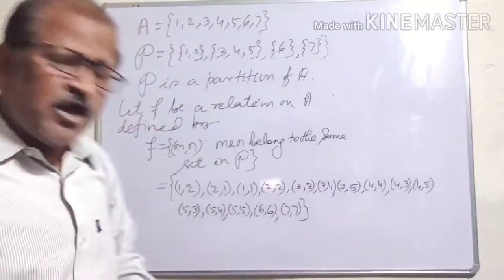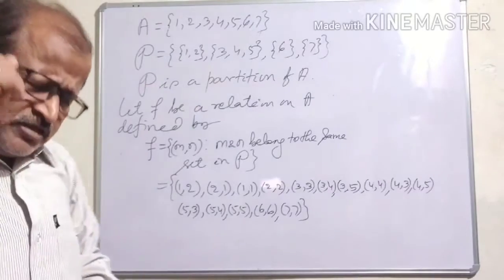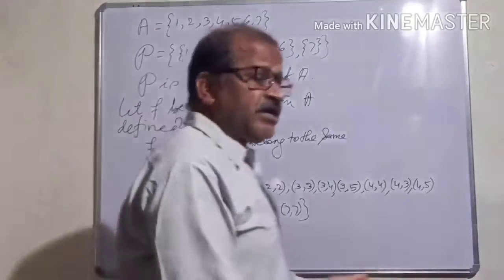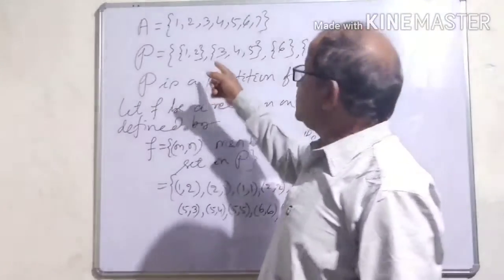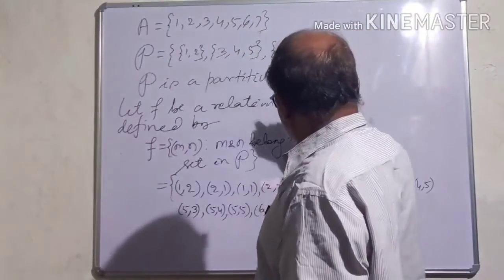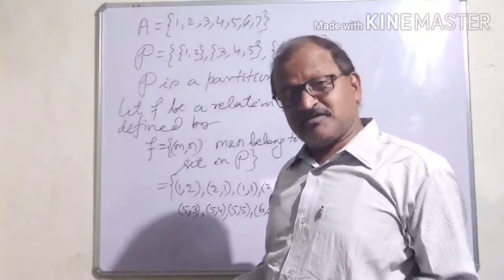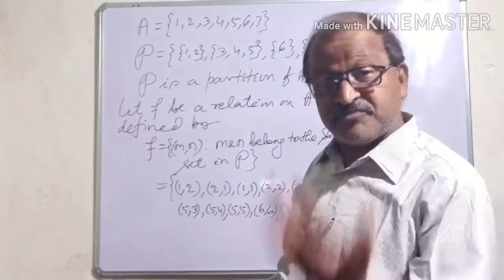So 3 cannot be related to 1. And in a similar argument, 3 cannot be related to 2 also. But 3 is related to 3. Why? 3 is in the same set as that of 3.